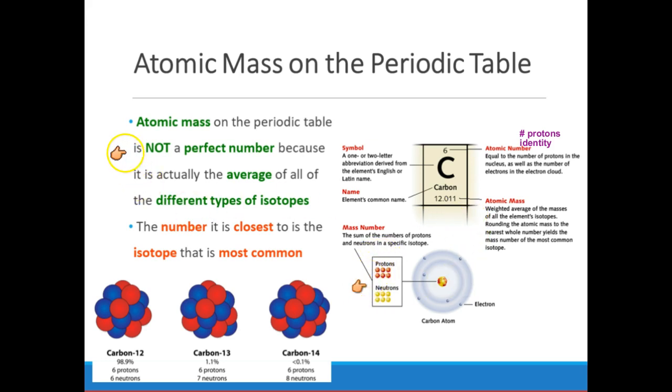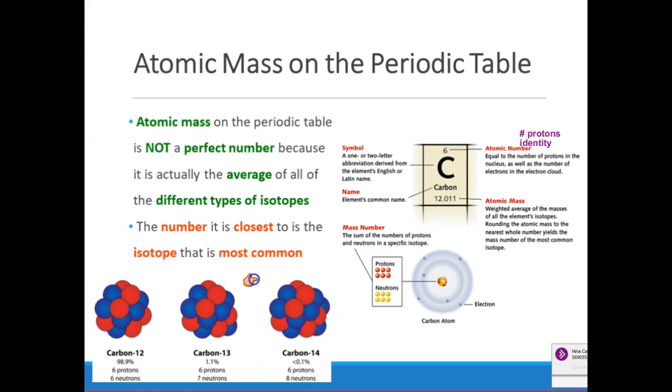Okay, but the issue here is atomic mass is not a perfect number because it's actually an average of all the different types of isotopes, right? So there's actually carbon 12, which has 6 protons, 6 neutrons. Carbon 13, still 6 protons because it's still carbon, but this time has 7 neutrons. And carbon 14, which has still 6 protons, but this time 8 neutrons. Okay, so these are all the different isotopes of carbon that exist in our world, right? And so because they exist in this amount, we take the average of all of them, and that gives us the atomic mass. Give me a smiley face if that makes sense.